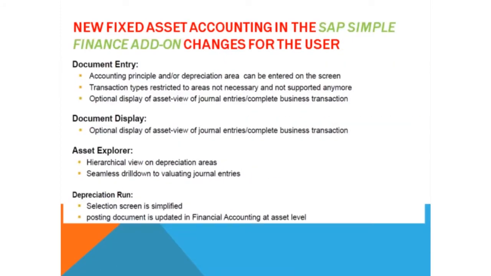And then new fixed asset accounting, the simple finance add-on. This is called add-on functionality. Existing functionality, we are adding on the new functionality. Data entry, document display, asset explorer, depreciation runs, simple screen is simplified, posting document is updated in financial accounting at asset level. So lots of simplification basically is done. That's why it's called simple finance. Now you have a very good idea why it's called simple finance.